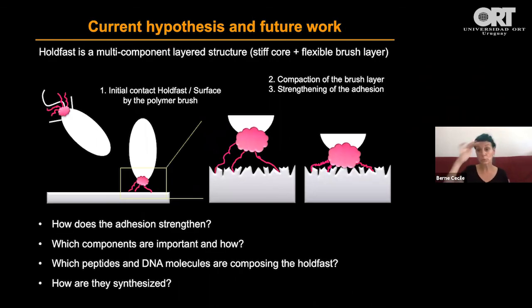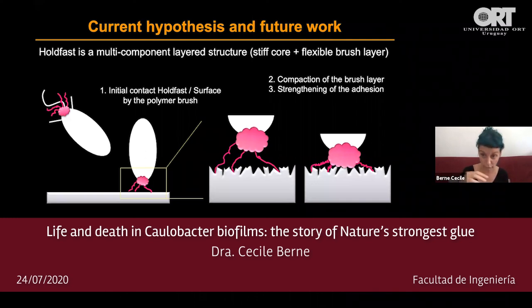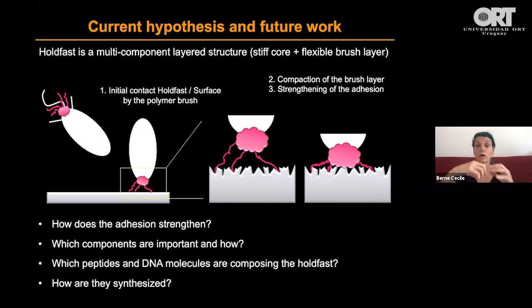So on that, I would like to stop there. And I hope I convinced you that holdfast, at first we thought was just one entity, but in fact, it's a complex multi-component layered structure. It's composed of a stiff core. I didn't have time to show you, but if you look at the indentation curve and you look at the stiffness and elasticity data of this core, it's very stiff. And so we've got this stiff core covered with a very flexible brush layer.